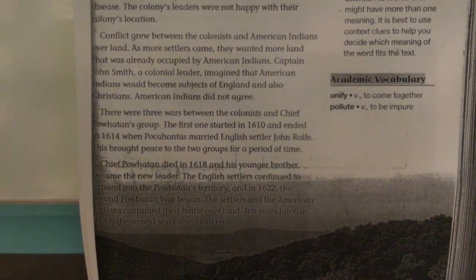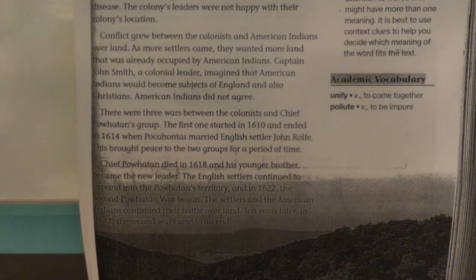Captain John Smith, a colonial leader, imagined that American Indians would become subjects of England and also Christians. American Indians did not agree. There were 3 wars between the colonists and Chief Powhatan's group. The first one started in 1610 and ended in 1614 when Pocahontas married English settler John Rolfe. This brought peace to the 2 groups for a period of time.